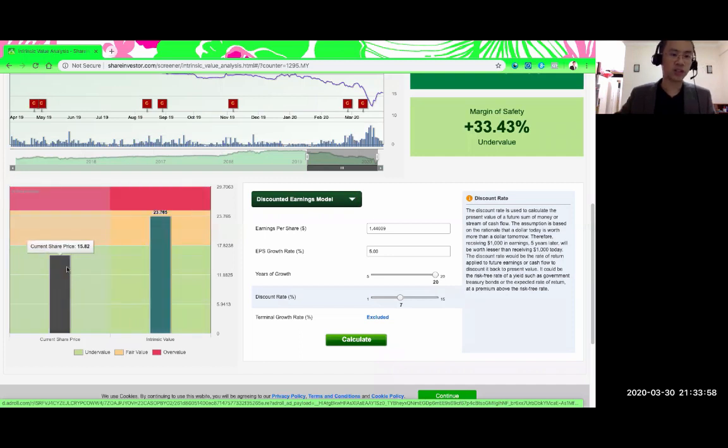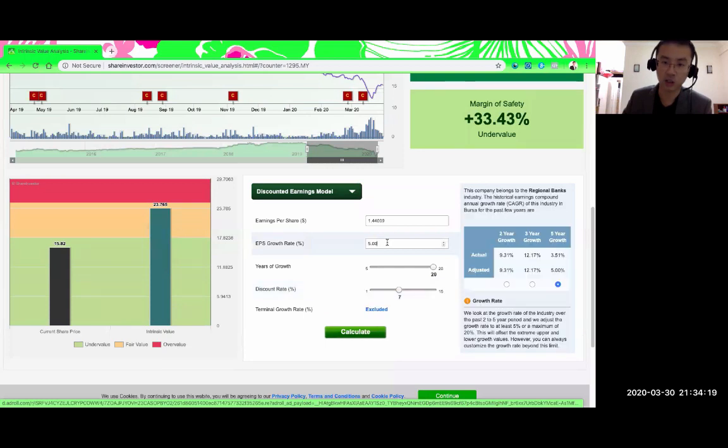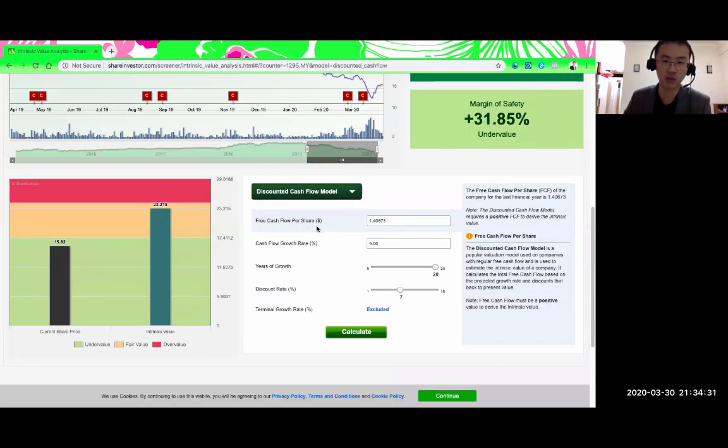The current share price now is 15 ringgit 82 cents. So is there room for growth? Yes. The current share price is 15 ringgit 82 cents, and based on the value of the business, calculated on a per share basis, it is 23 ringgit 76 cents. It's based on the discounted earnings model, the current earnings per share, and the adjusted 5-year average growth rate of Maybank. Isn't that very powerful? Now, of course, if you don't want to use the earnings model, you can use the discounted cash flow model.